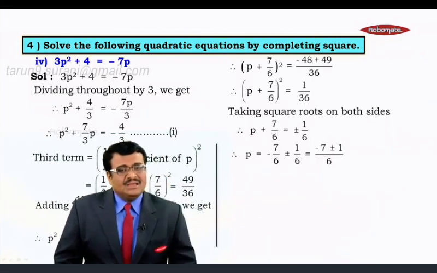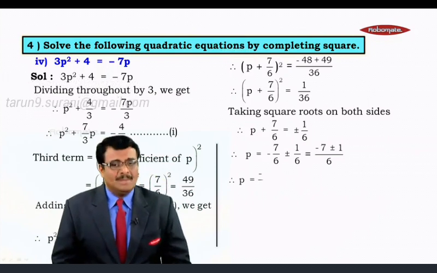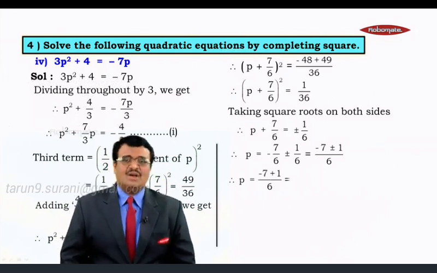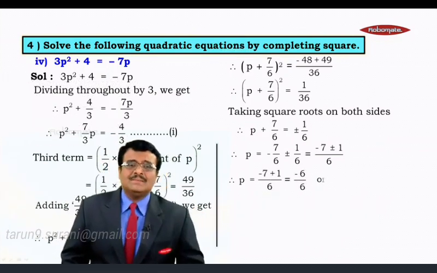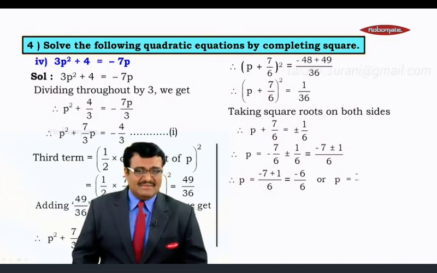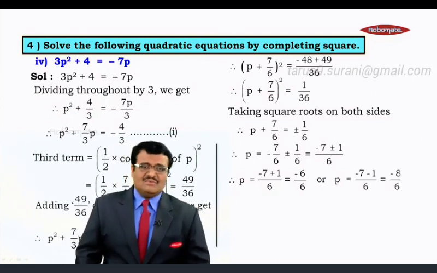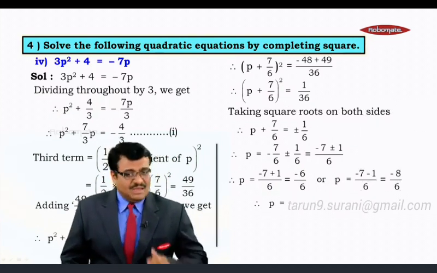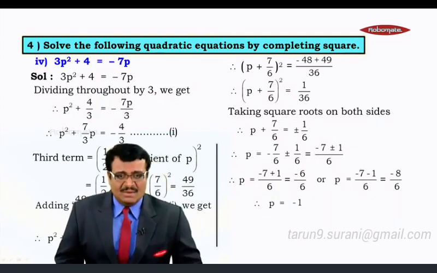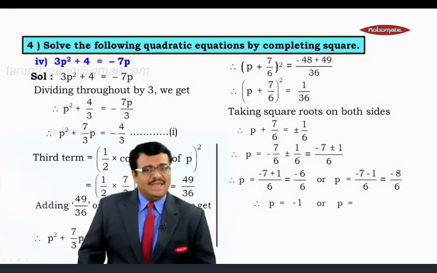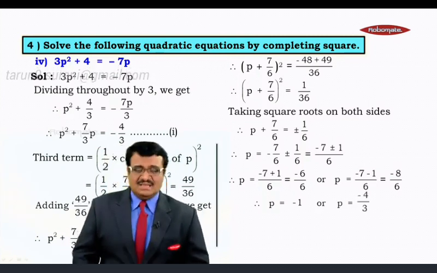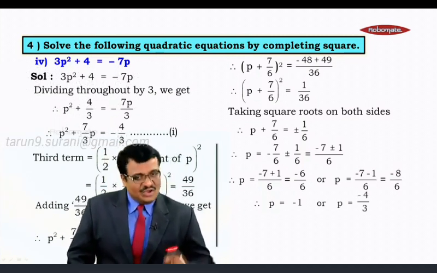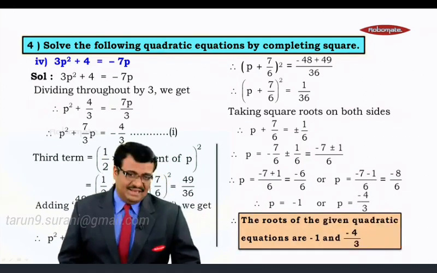So we get p is equal to minus 7 plus 1 upon 6, which is nothing but minus 6 upon 6, or p is equal to minus 7 minus 1 upon 6, which is nothing but minus 8 upon 6. We can reduce this. So what we get is p is equal to minus 6 upon 6, which is nothing but minus 1, or p is equal to minus 8 upon 6, which is nothing but minus 4 upon 3. So we got two values of p. This will be your final answer.